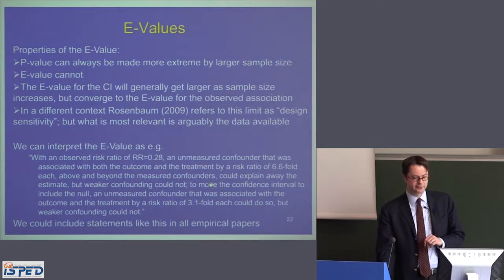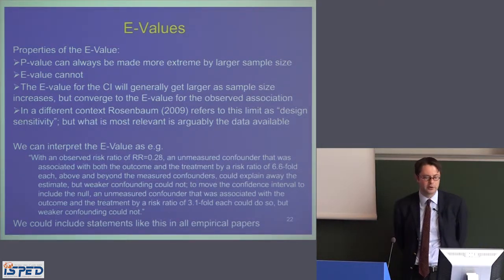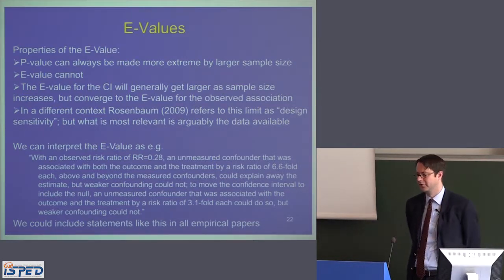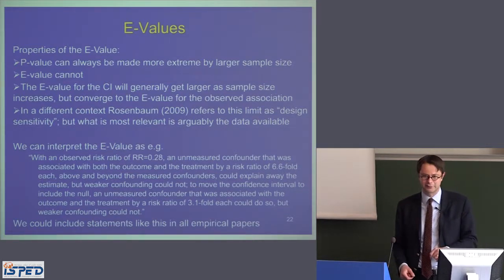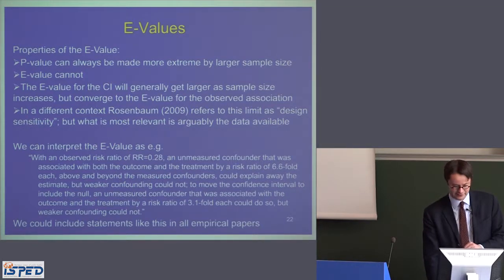To move the confidence interval to include the null, an unmeasured confounder that was associated with the outcome and treatment or exposure by a risk ratio of 3.1-fold each could do so, but weaker confounding could not. So again, this could just take up 2 lines in the results section. So easy to include even in clinical papers.